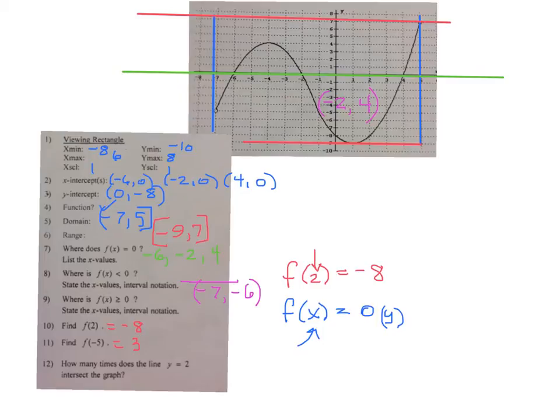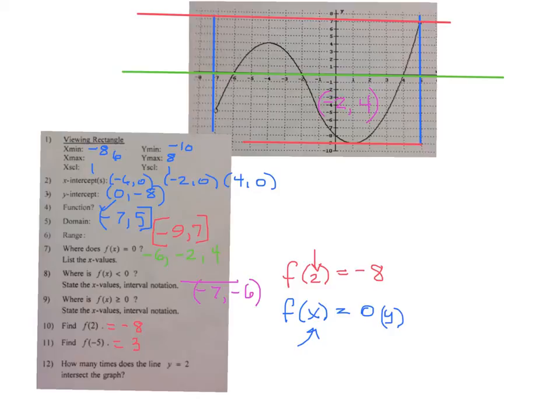So now I want to look at this question, where is the function greater than or equal to 0? So now I'm going to include the points that are on the line y equals 0. Again, this is the line y equals 0. So I want to know where I'm greater than or equal to 0. And again, there are two intervals that are above that line. So this interval is from -6 to -2.